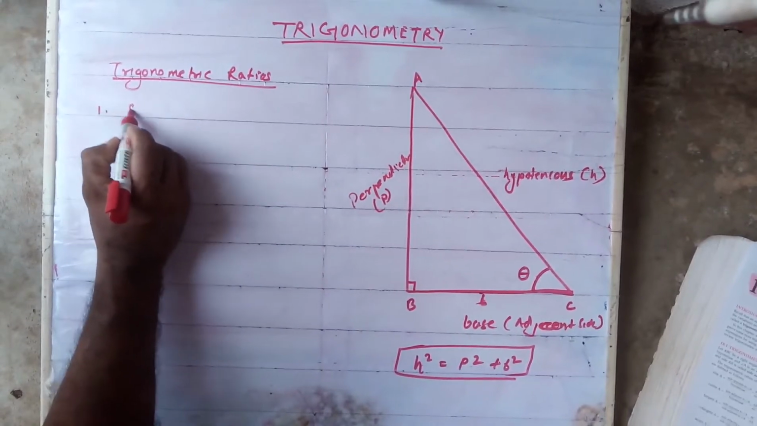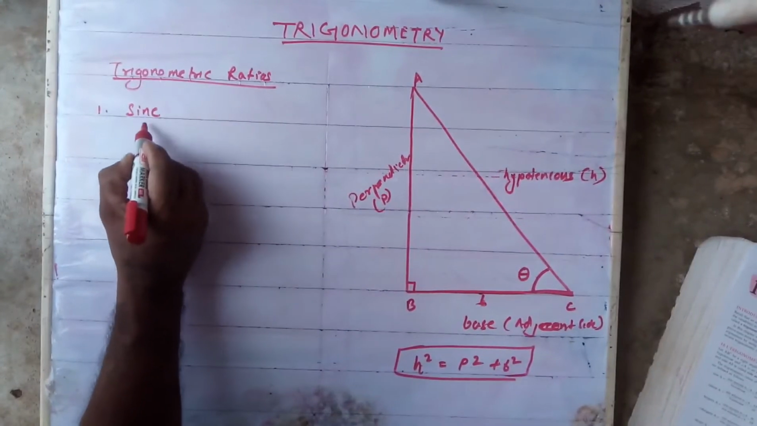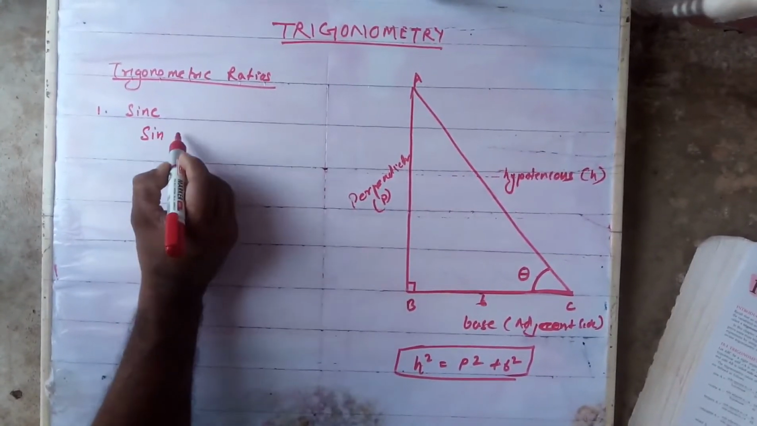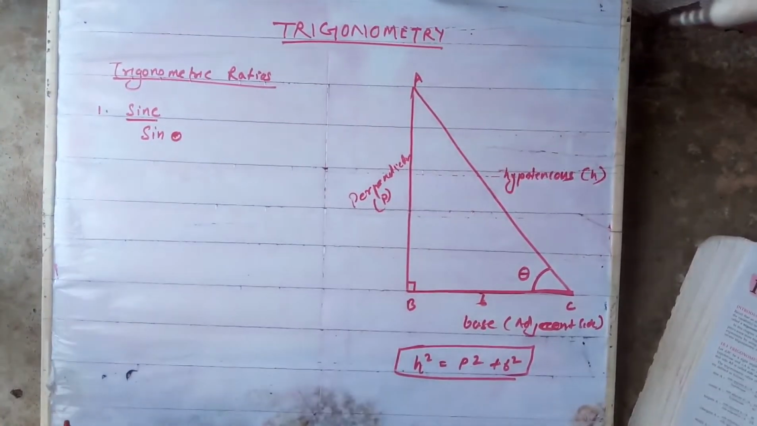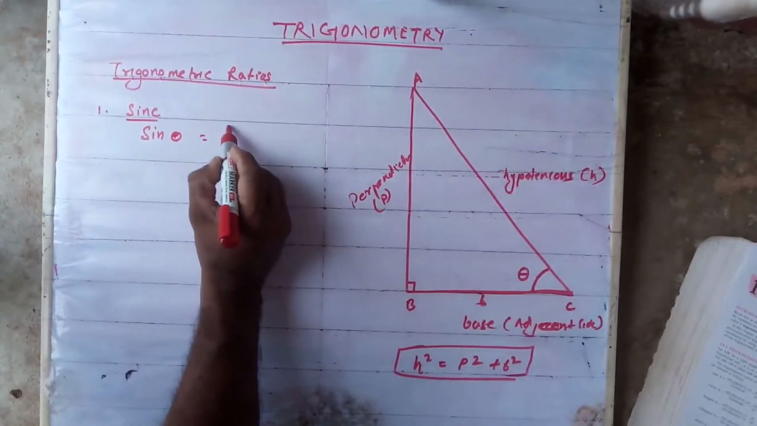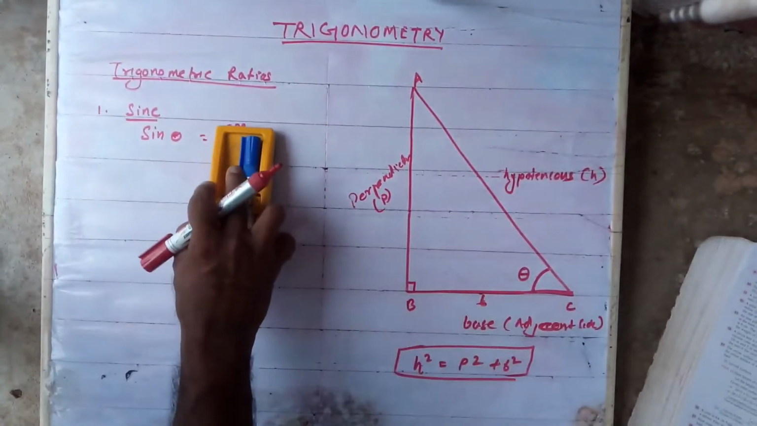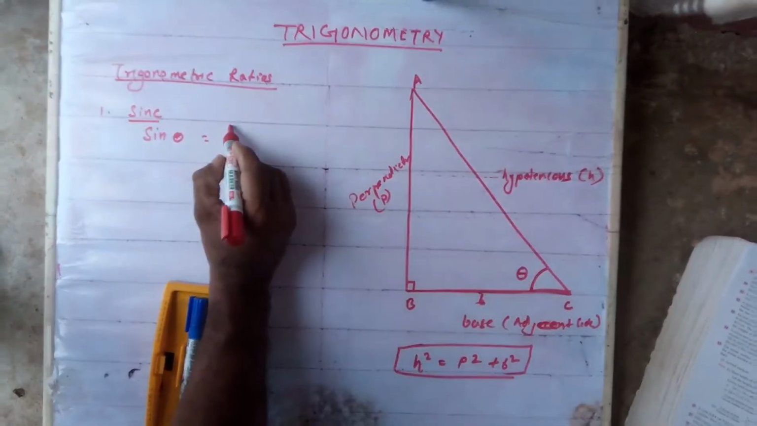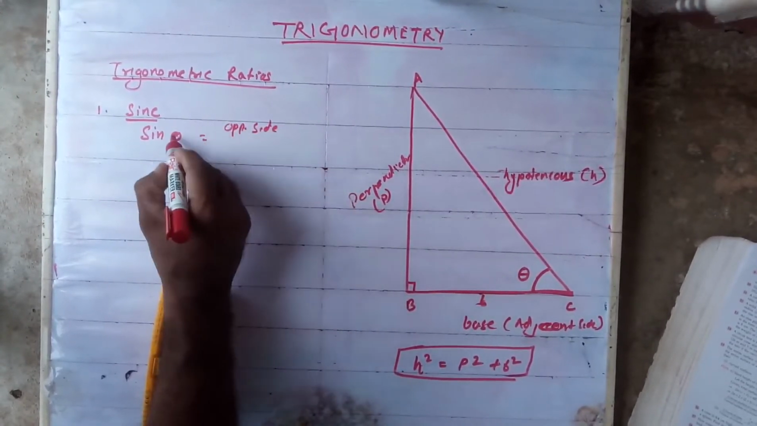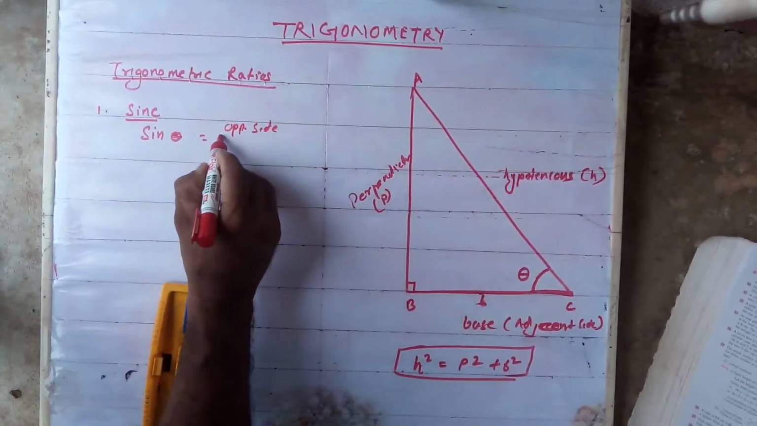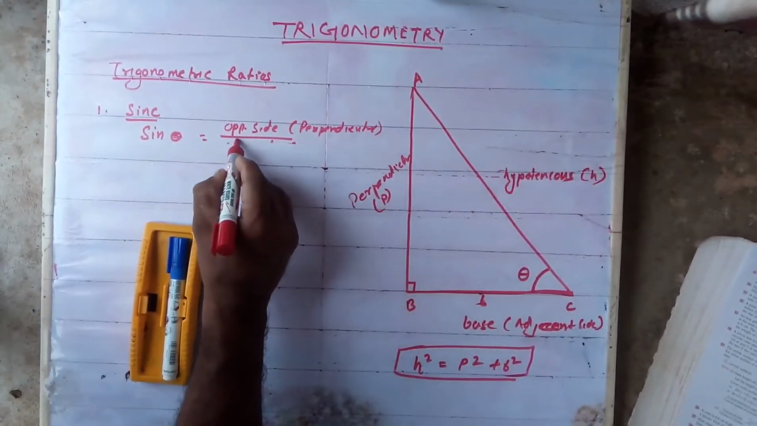First ratio is sine. Its short form we write as sin theta. Sine theta is equal to the opposite side, which is called the perpendicular. Opposite side of theta is called the perpendicular. Whatever angle you are writing, it is that angle's opposite side. So sine theta is equal to opposite side or perpendicular by hypotenuse.